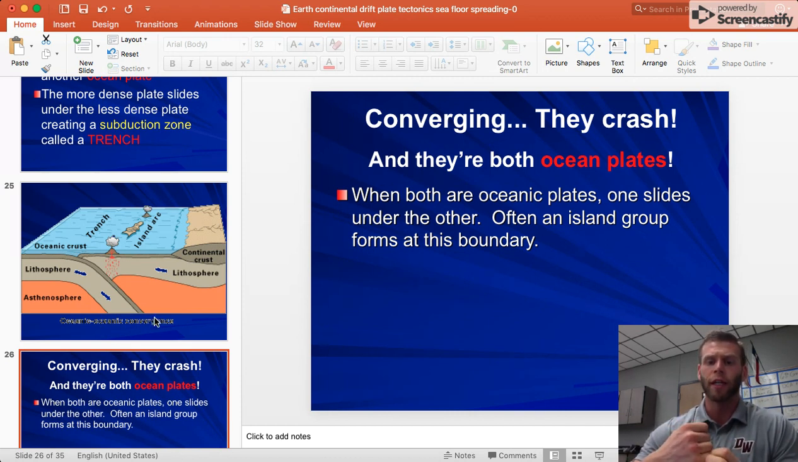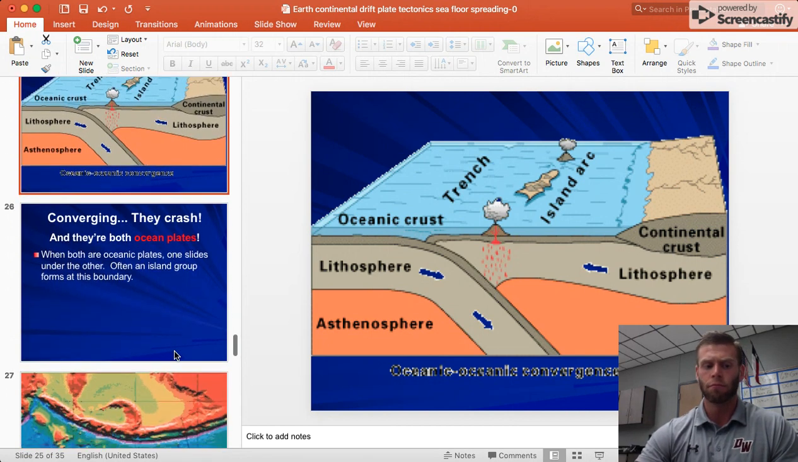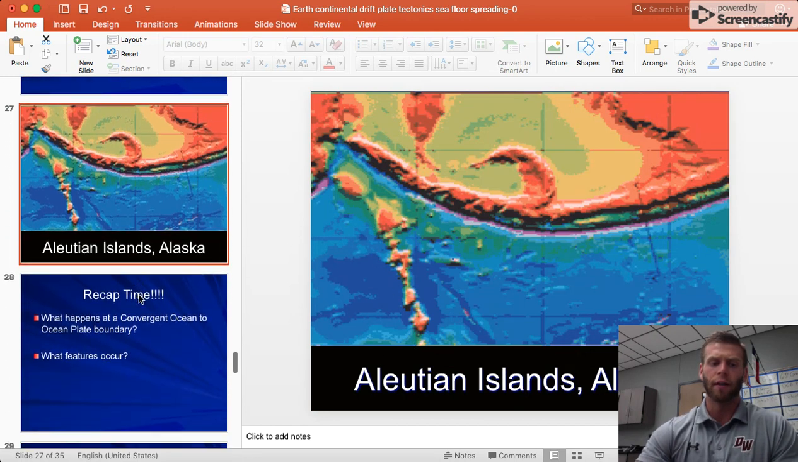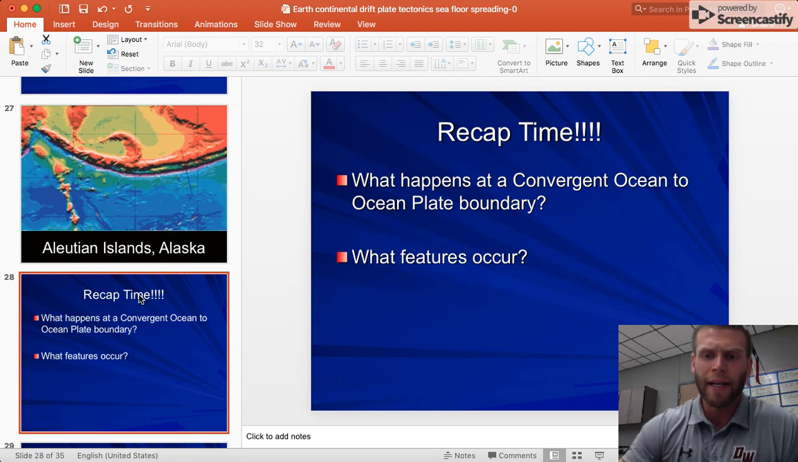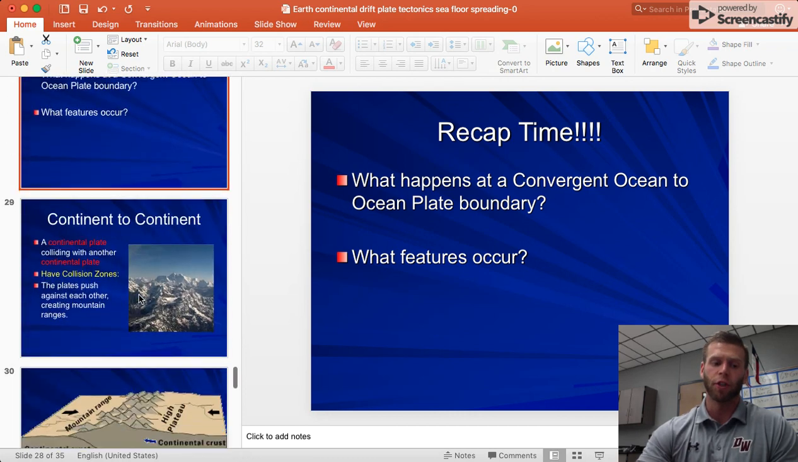When both are oceanic plates, one slides under the other, and often an island group forms at this boundary. So this could be like in this picture here, the island arc. You can kind of see in the middle of the ocean, where islands are forming in the middle of the ocean, that would be the oceanic to oceanic. You see this in Alaska here. So the Aleutian Islands in Alaska. Recap time. What happens at a convergent ocean to ocean plate boundary and what features occur?